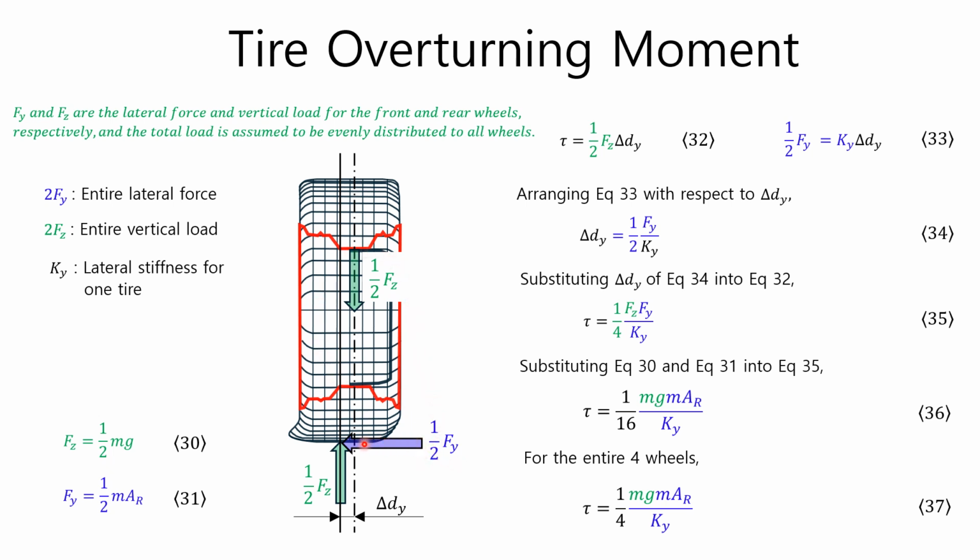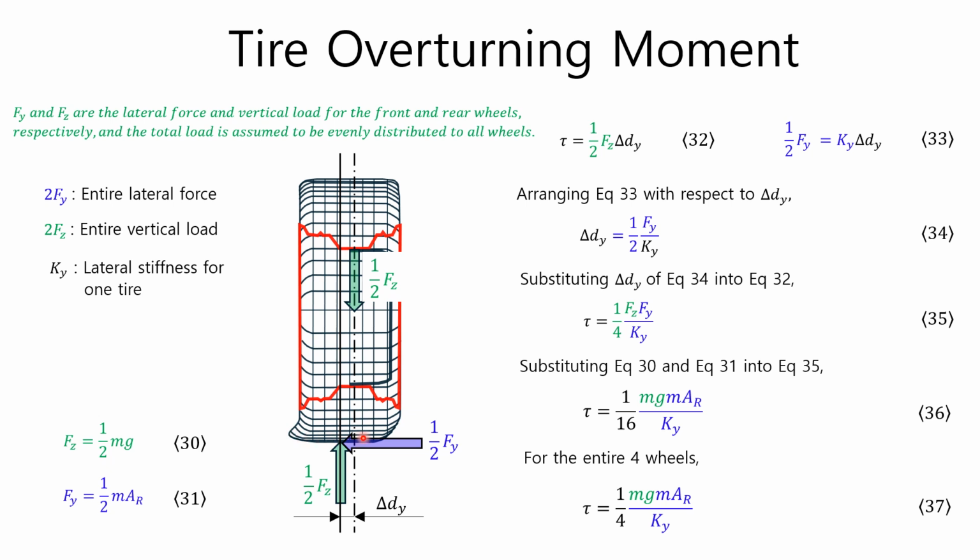In the case of a passenger car, it is assumed that all tires receive a centripetal force of the same direction and magnitude, and the direction and magnitude of the vertical force are also assumed to be the same for all tires. Let the centripetal force received by all tires be 2 Fy, and the vertical force received by all tires be 2 Fz. In addition, let's assume that the lateral stiffness of one tire is Ky, and the tire elastically deforms in the lateral direction.